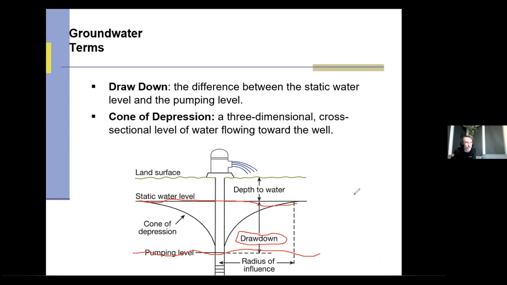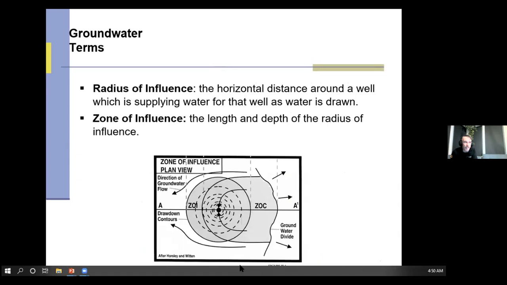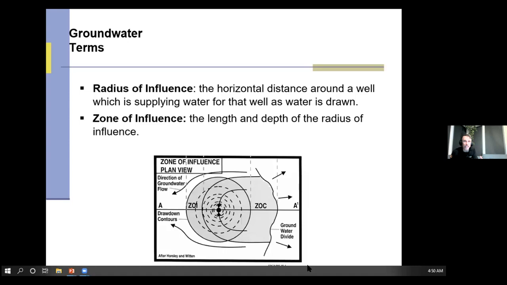Also the cone of depression. Again I go back to the tub. When you take that plug out, it makes that little whirlpool, and if you look over it, below it will have that circle, right? The width of that circle is the radius of influence. It's how much influence it has in bringing that water to it. The bigger the circle, the bigger the influence in the area that you have.